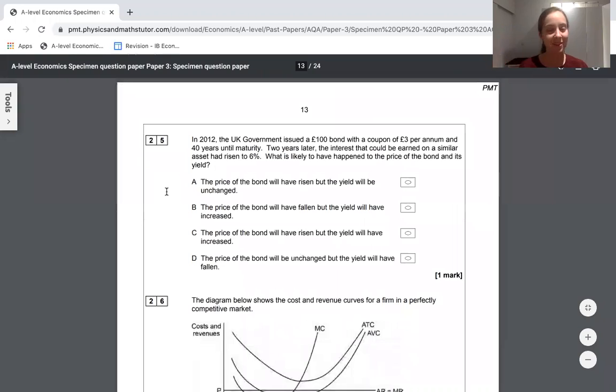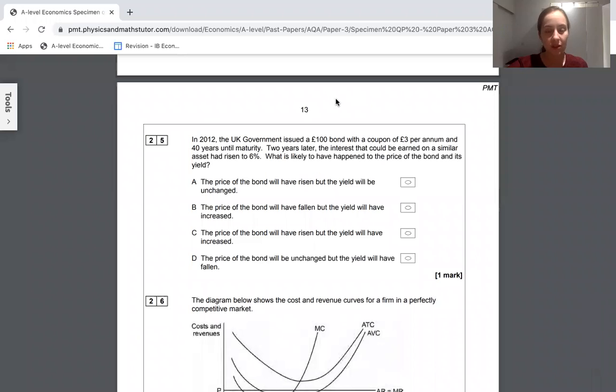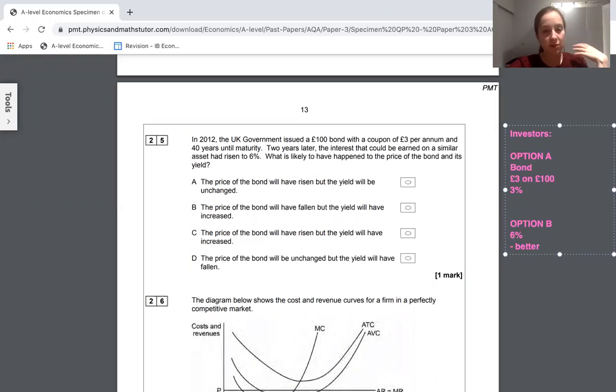Bond prices, these are great. Here it's talking about competition between different kinds of investments. What they're saying here is investors have two options. There's option A, which is this bond, which is paying £3 on the original £100, so that's paying 3% to the original investor. Then you have option B, which is paying 6%. So clearly option B is better in terms of maximizing profits.